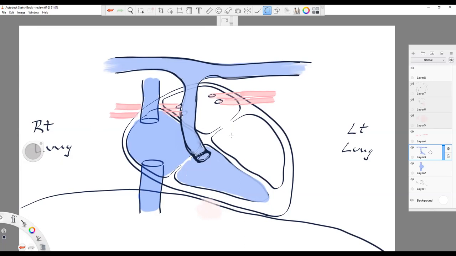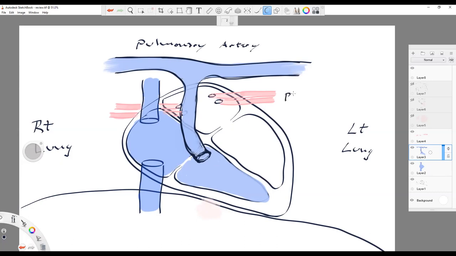Okay, let's actually take the time to do some writing here because I kind of forgot. Pulmonary artery comes out of here and it splits into the right and left branches. So that is pulmonary artery, left, right, right, left.